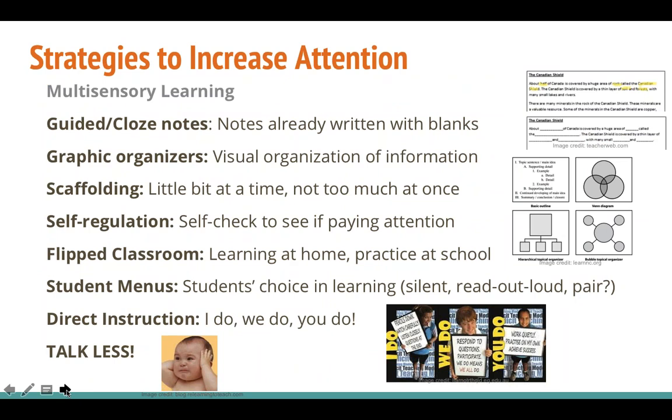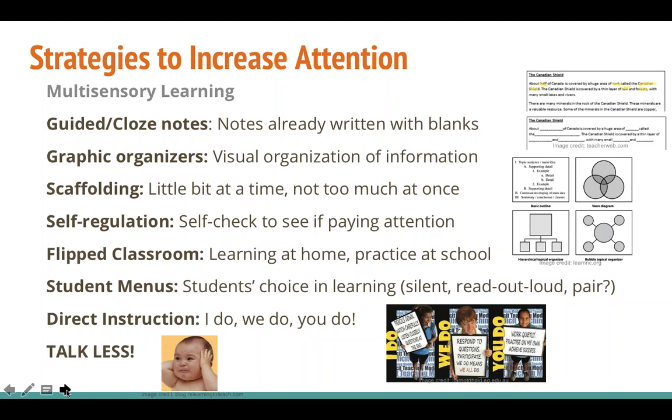And then strategies to increase attention. So how to get students who have learning difficulties to get more involved with the instruction itself. We just talked about multi-sensory learning, the different ways to engage different senses at once. That will definitely engage students and increase attention.